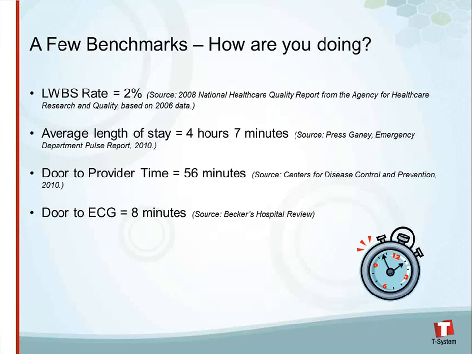Now, a few benchmarks just to kind of say, gosh, how are we doing? And when we say benchmark, this doesn't mean this is where I ought to be. This just means this is the national average. These are the ones that are published. So there's a left without being seen rate that's 2%. That's the national average. If you're below 2%, then that's good. Of course, you don't really want anybody to leave without being seen from your emergency department.